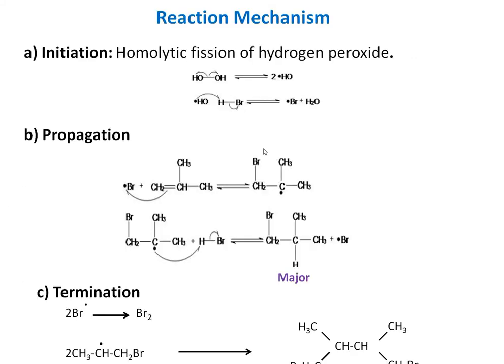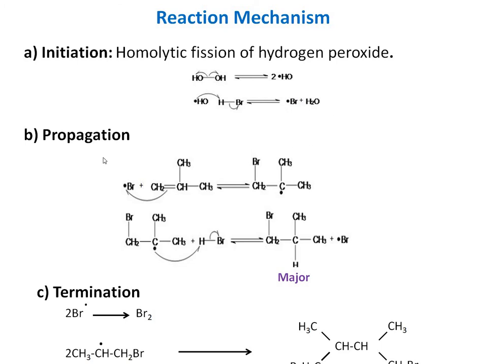In the mechanism of this anti-Markovnikov rule, in the initiation step, homolytic fission of hydrogen peroxide will occur and it will form the OH radical, and this OH radical will react with HBr to form the bromo free radical, and water will form.